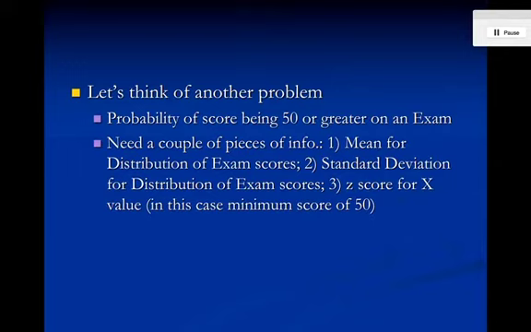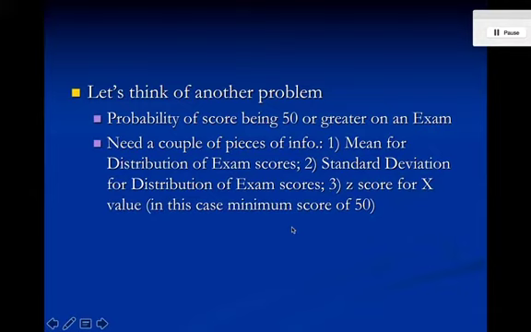So in this particular case, let's take the following problem. What's the probability of a score being a 50 or greater on an exam? Just as we did in our previous example, here we're trying to find what the minimum value is, and then identify the probability that scores are going to be that minimum value or greater. I need to know the mean and the standard deviation for the distribution of exam scores, and I also need to know the z-score for my minimum value.